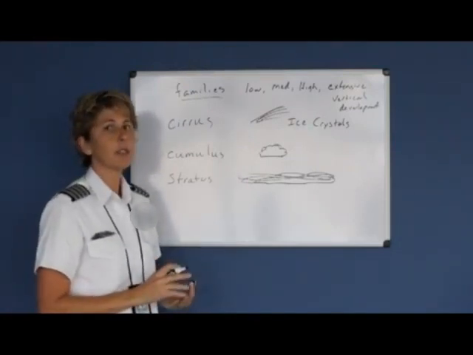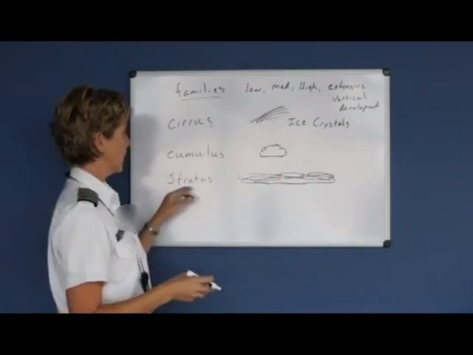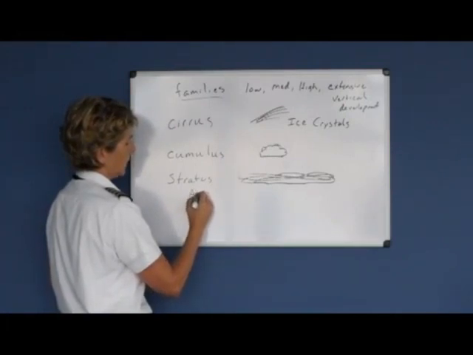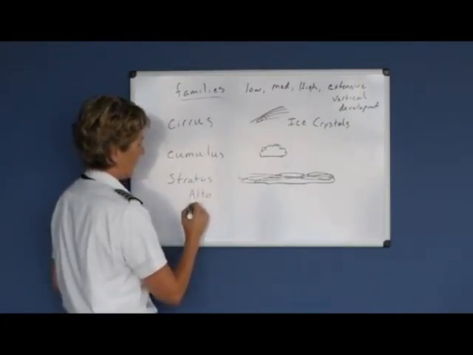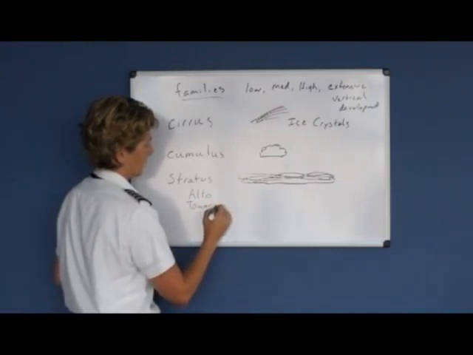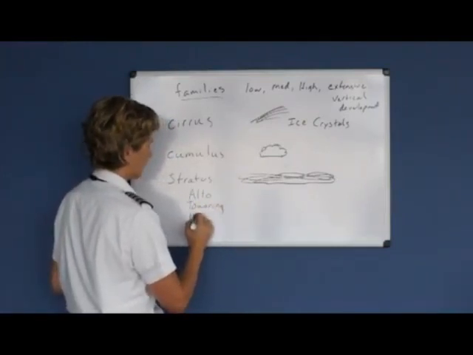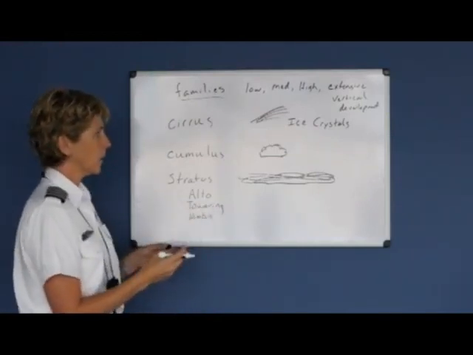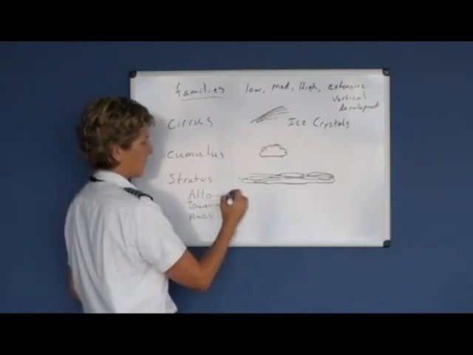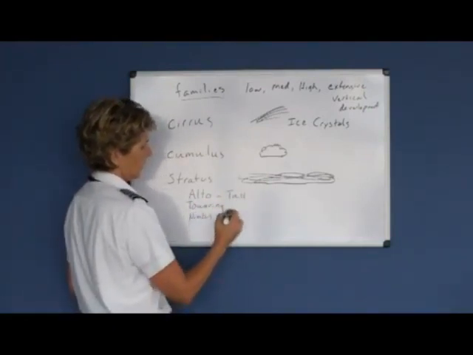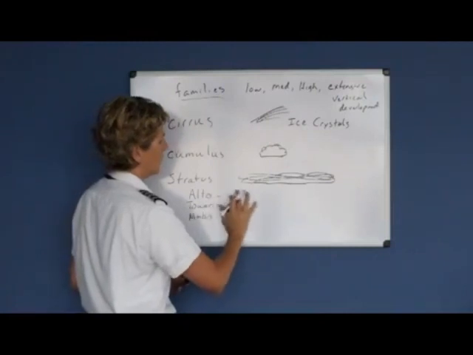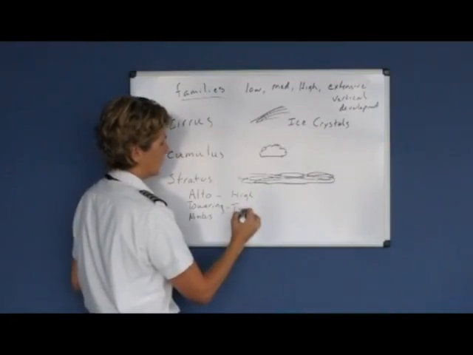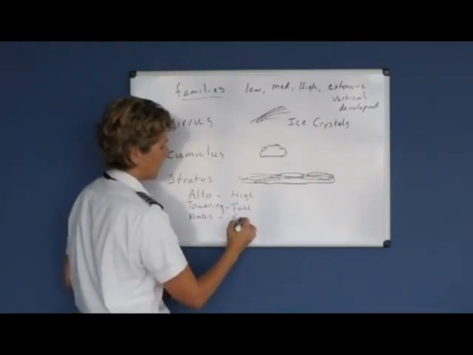Now we can add prefixes and suffixes on these cloud types to explain them a little more. The ones you're typically going to see are alto, towering, and nimbus. And these prefixes and suffixes explain a little bit more about the clouds. Alto means high, towering means tall, and nimbus means rain.